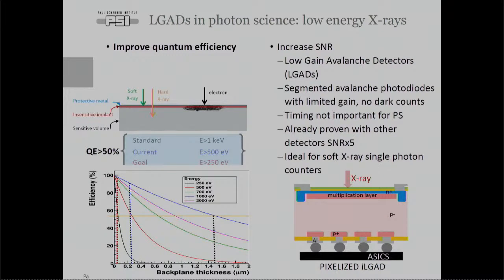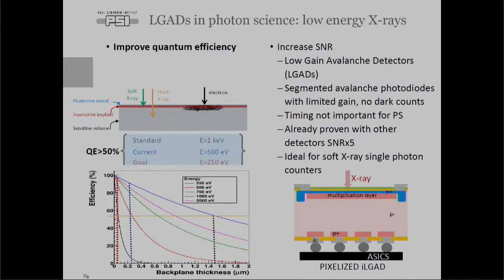The first challenge is the quantum efficiency. The point is that, as we know, the detectors are covered with some material which is not active, and which is not a problem for hard X-rays. But if you want to detect something which is less than 1 keV, then all these X-rays, or a big quantity of them, are stopped here. So with something which is in the order of 1.4, 1.5 microns, you end up for 1 keV with 50% quantum efficiency. So if your goal is to have more than 50%, and you also want to be able to detect 250 eV photons, you have to reduce your entrance window to a thickness of 50 nanometers or something like that.